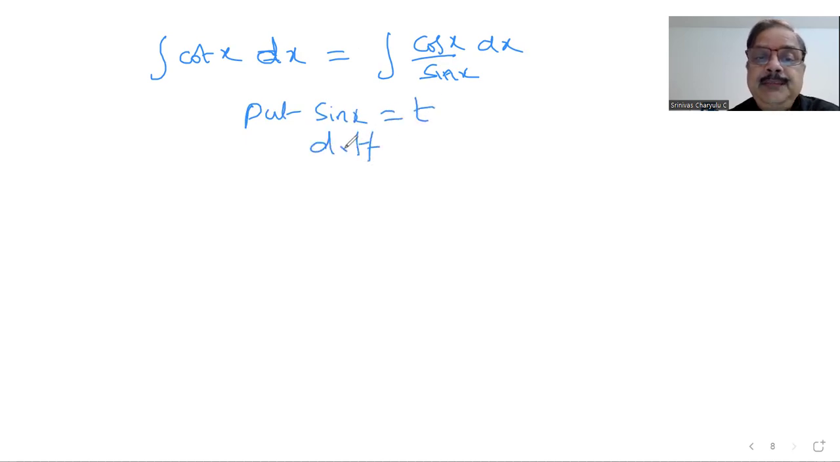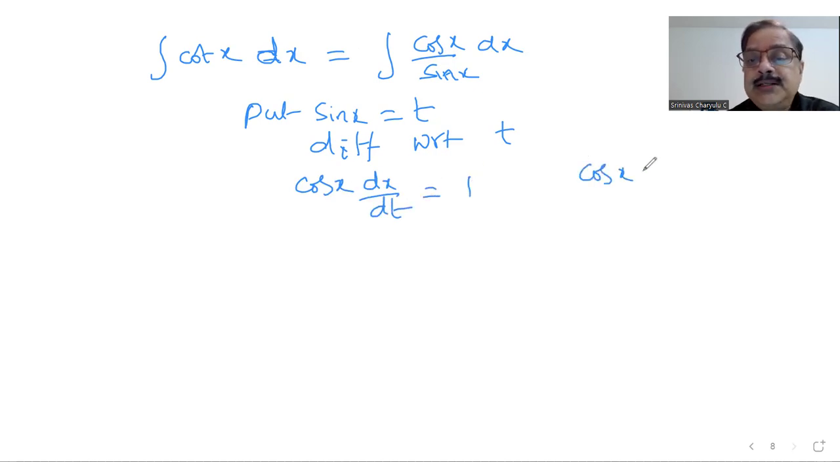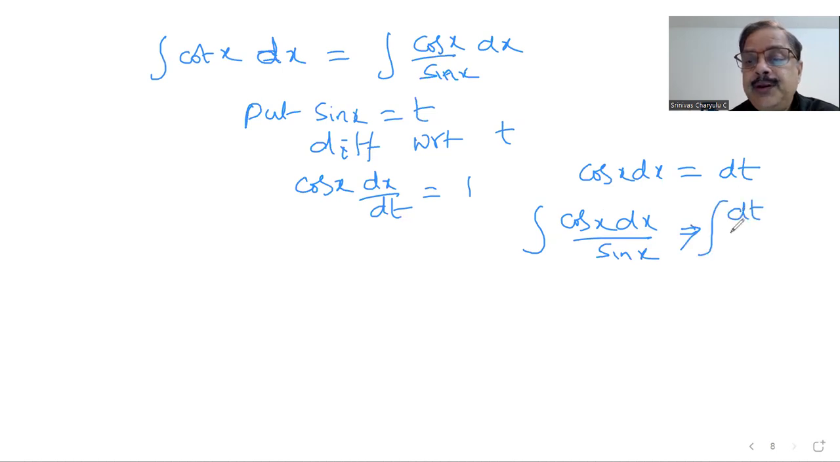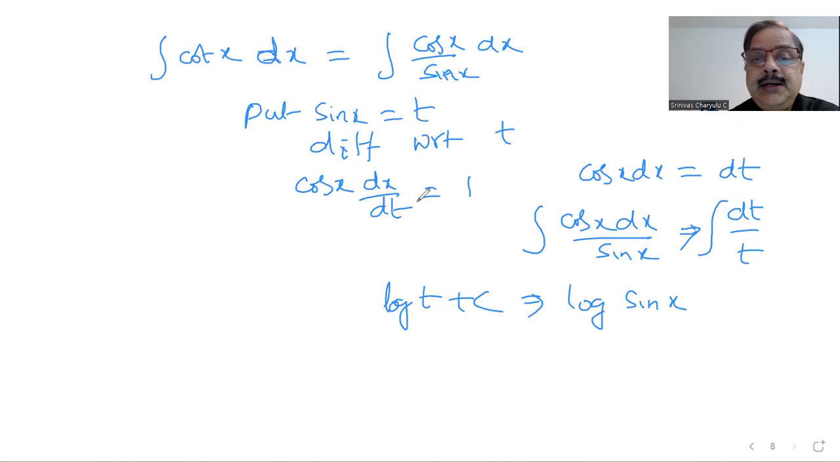Now differentiate with respect to t. Then sin x differentiation is cos x, dx by dt is equal to 1. So therefore cos x dx will become dt. So now you come back to your sum. Integral cos x dx by sin x we are having on the top. This will become dt by t. Integral dt by t is nothing but log t. So it is called log of sin x. Put t as sin x. Okay.